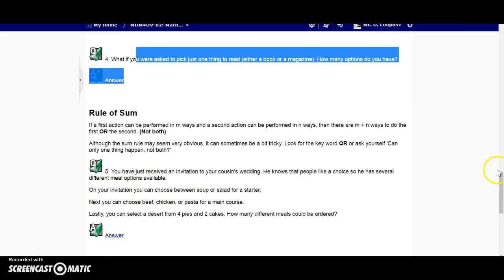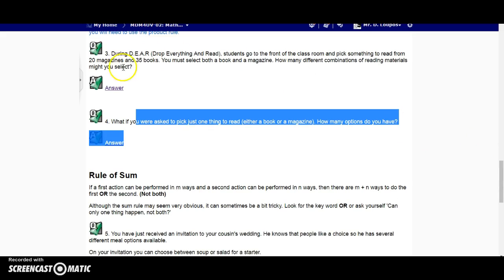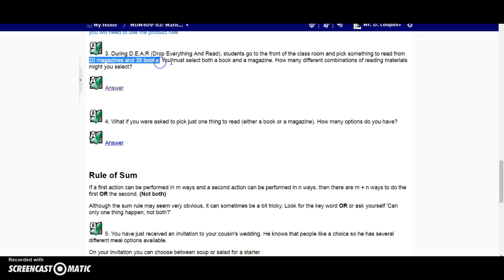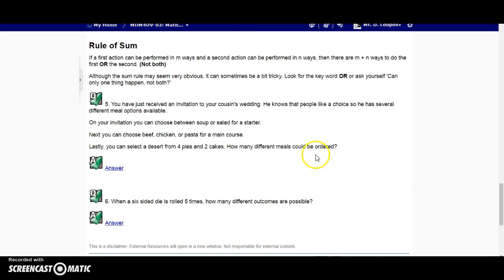If you're going to get a book or a magazine, well, this one's a little easier. You've got to be careful on the wording here. Now there are 35 plus 20, 55 different things to read. So you just have 55 different options, because you're only choosing one. So, if the first action can be performed in M ways and the second action N ways, then there are M plus N.